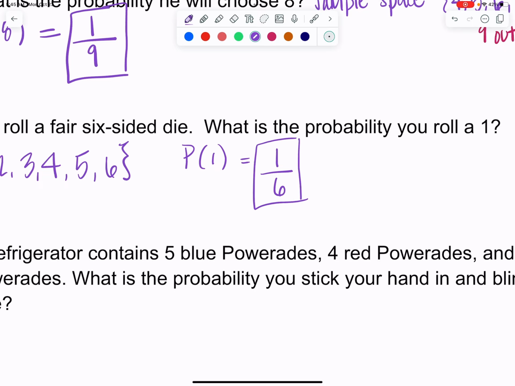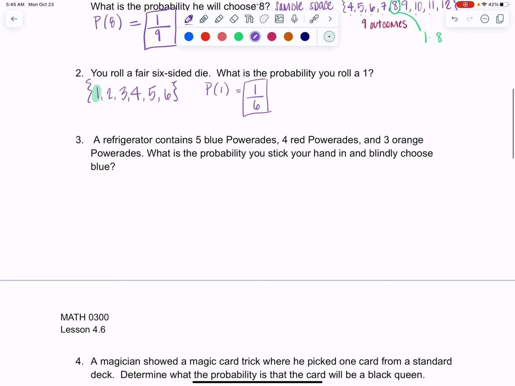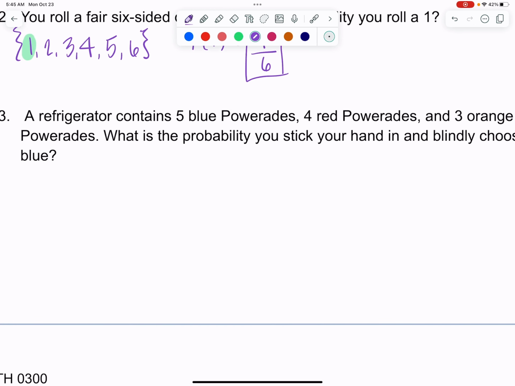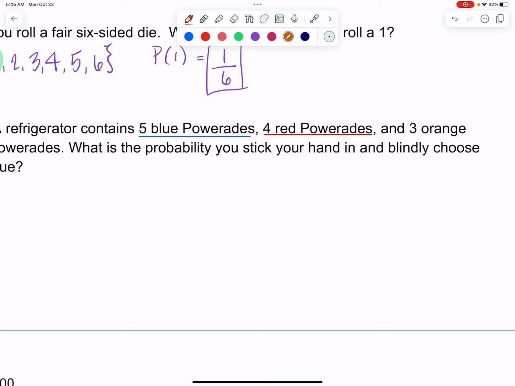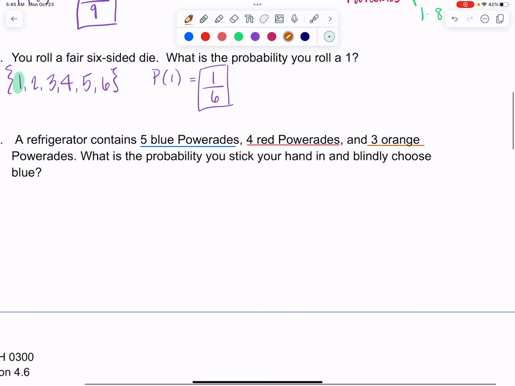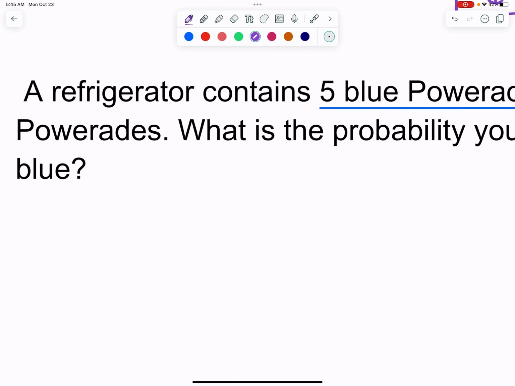Don't think too hard. This one is a little bit different. We have 5 blue Powerades, 4 reds, and 3 orange. I don't have an orange pen. This is close enough. What is the probability you stick your hand in and blindly choose blue? So we want the probability of blue.